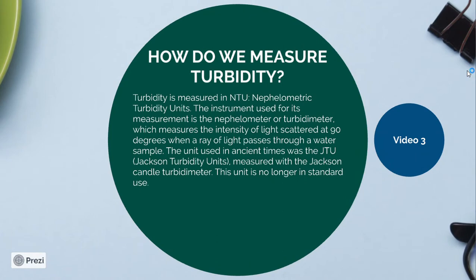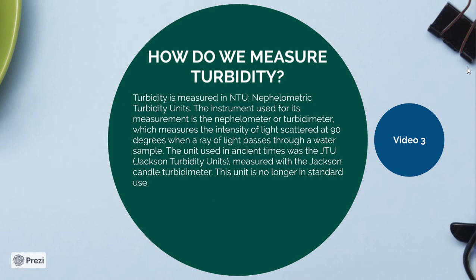How do we measure turbidity? Turbidity is measured in NTU, Nephelometric Turbidity Unit. The instrument used for measurement is the nephelometer or turbidity meter, which measures the intensity of light scattered at 90 degrees when a ray of light passes through a water sample.